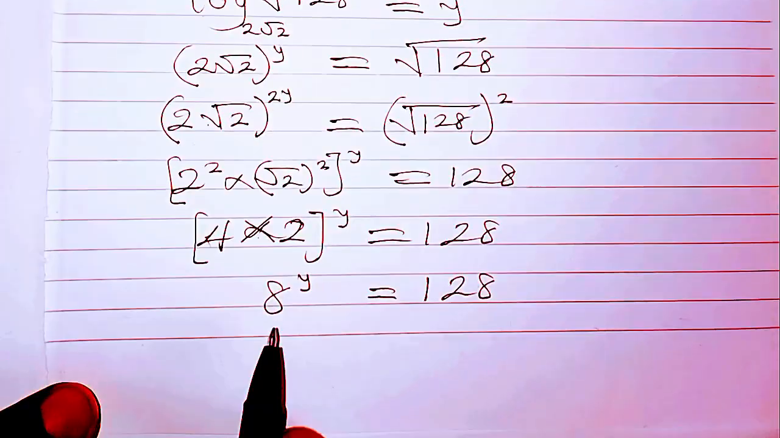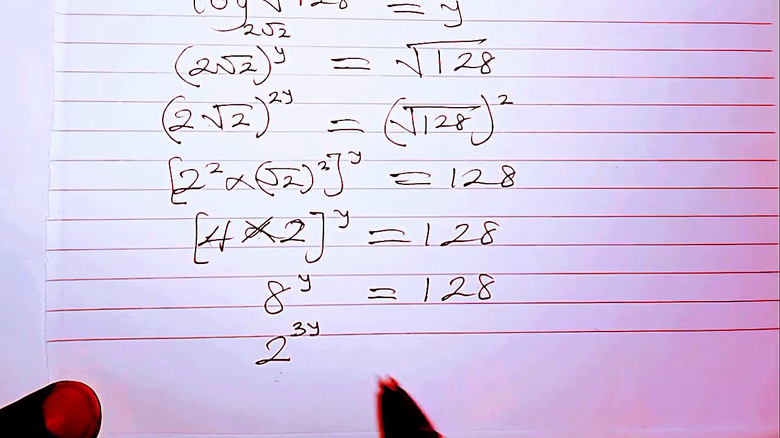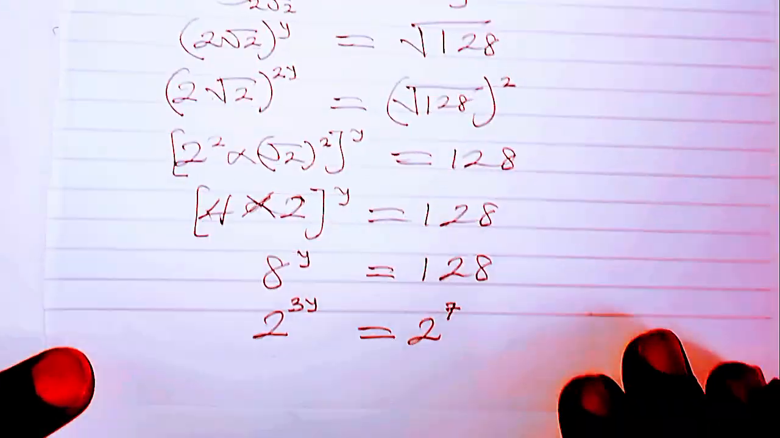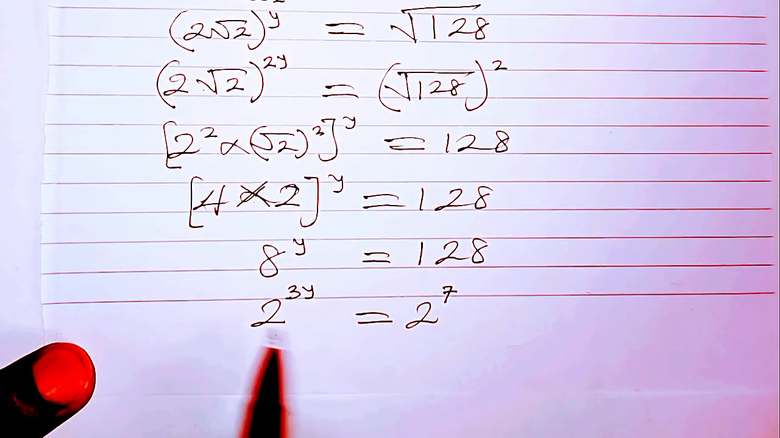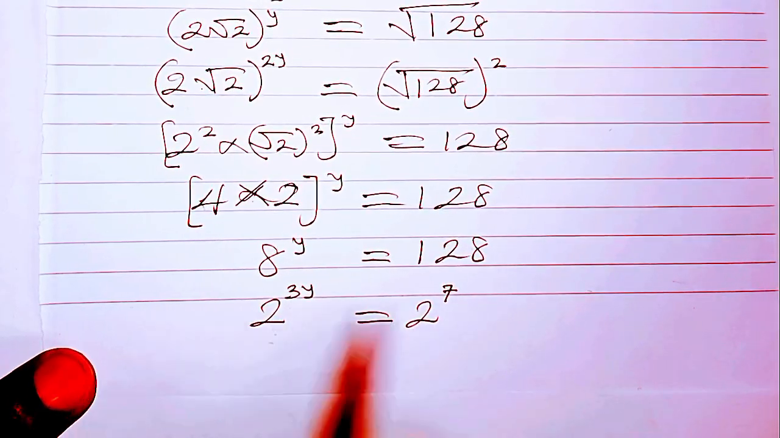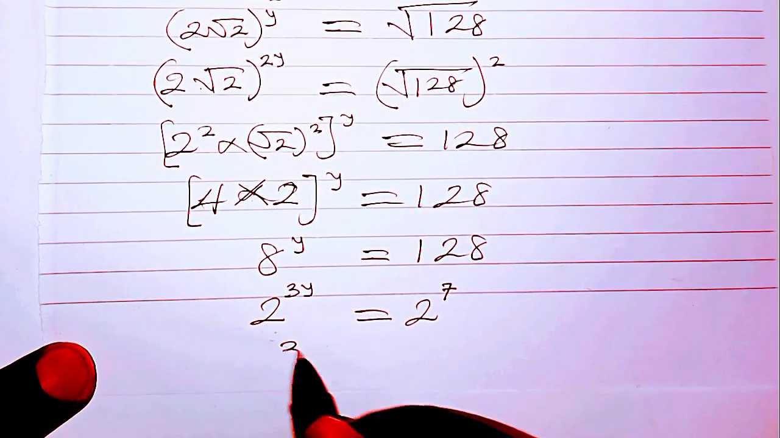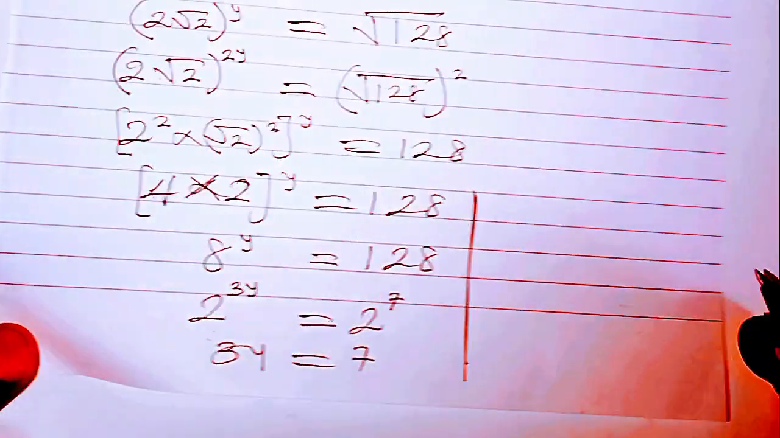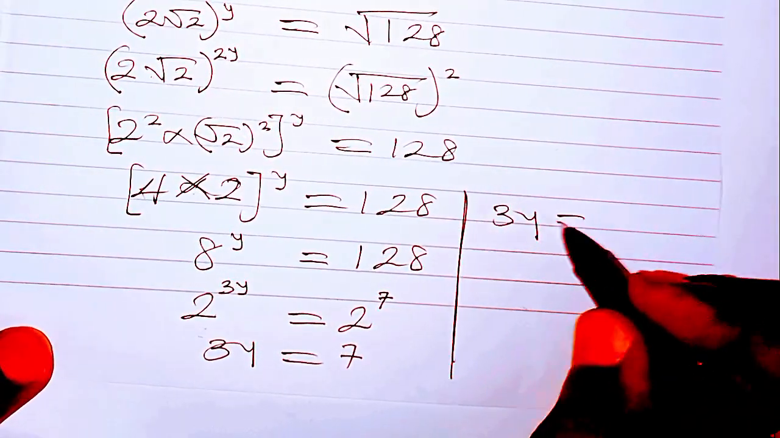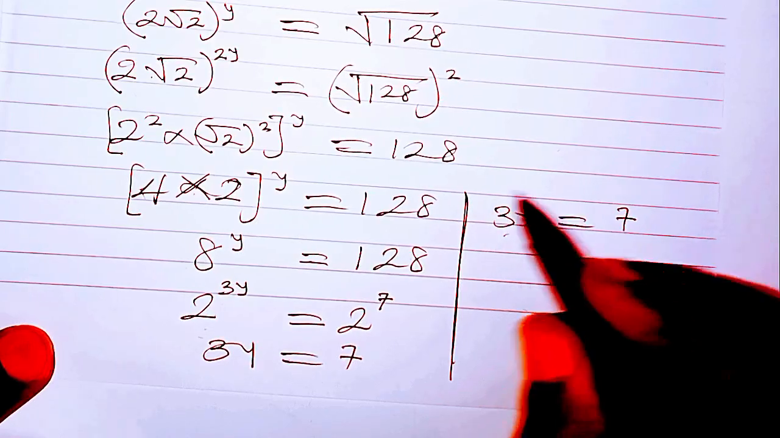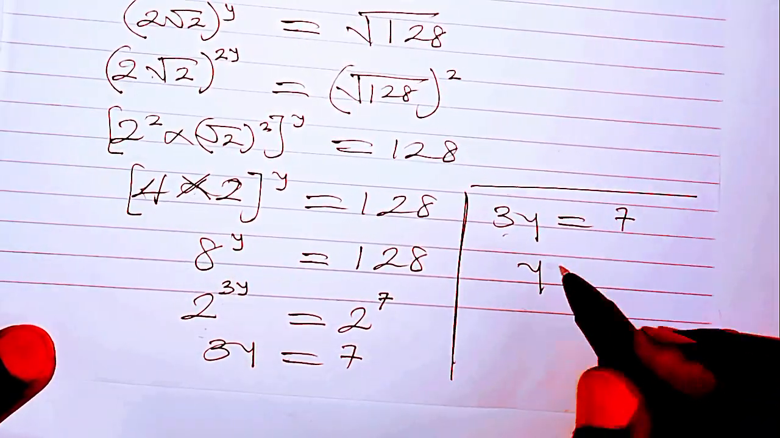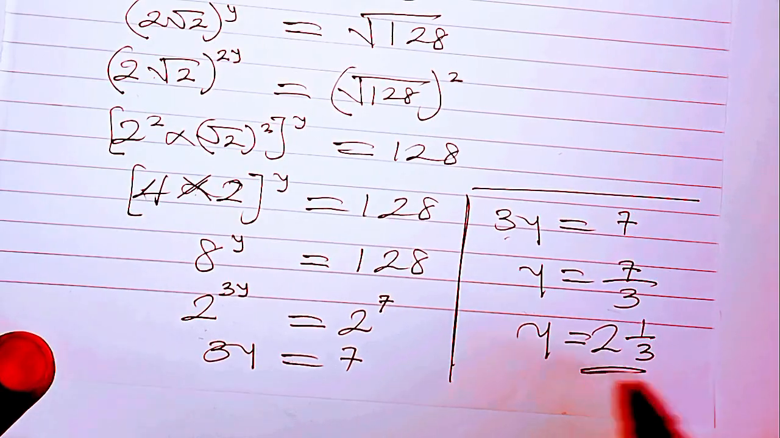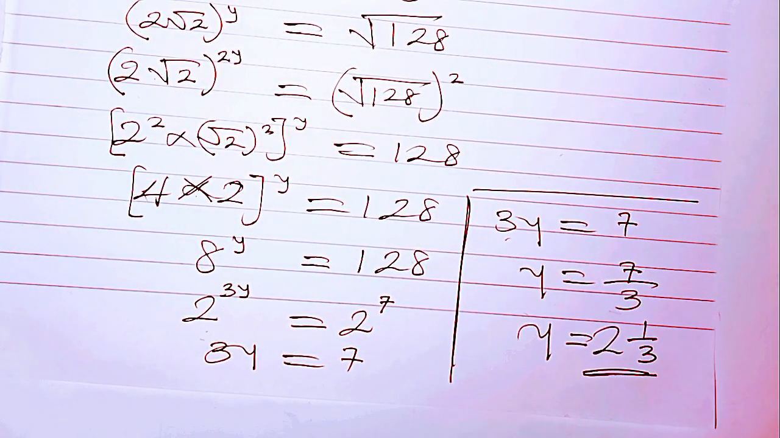And in this case, 8 can be written as 2 raised to the power of 3, and of course it's going to be 3y equal to, 128 is 2 raised to the power of 7. And in as much as the bases are equal, then we can easily equate the indices. That is equating the power. And in that case, we have 3y equal to 7. And if it's 3y equal to 7, we can just finish up our answer here. And therefore, 3y equal to 7, dividing both sides by the coefficient of y. And then we have y equal to 7 over 3, which can finally be 2 whole number 1 over 3. So that is the answer to such a question.